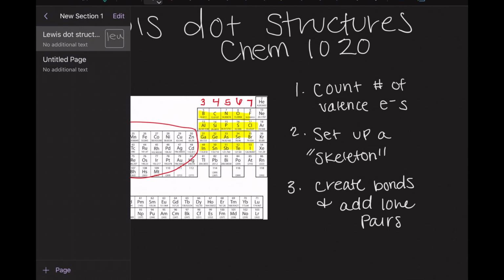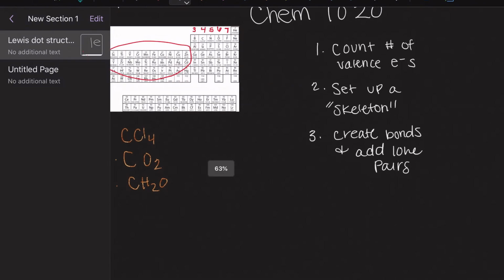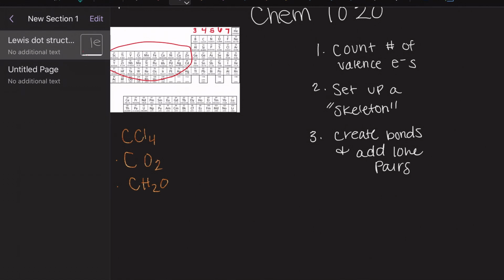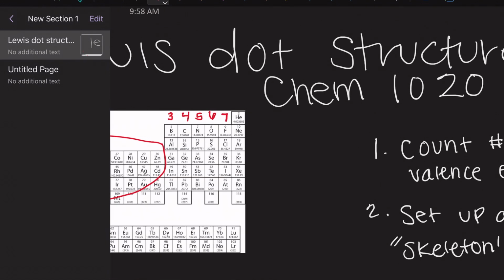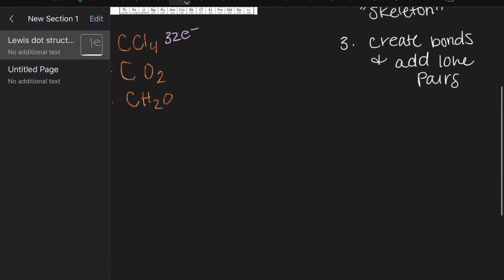So, let's start with an example. Let's start with this example right here. We'll start with number 1. So, our first example is CCl4, and we'll start by counting its valence electrons. We can go up and count 4 Cl and 1 carbon. So we know that we need 7 times 4 plus 4. And I'll spare you from doing that math. It will have 32 electrons.